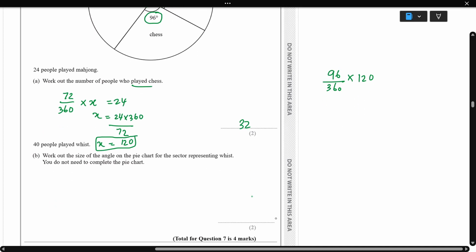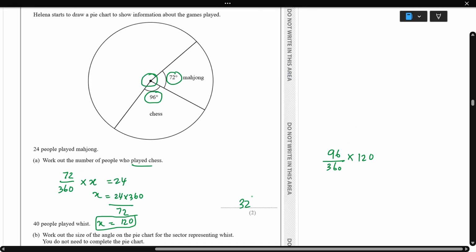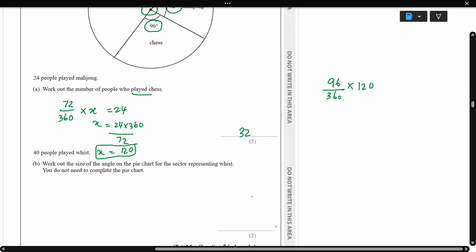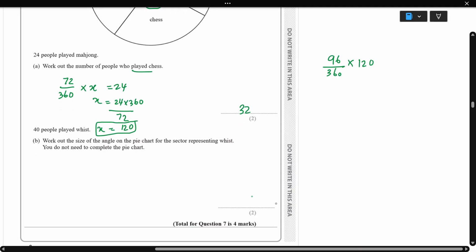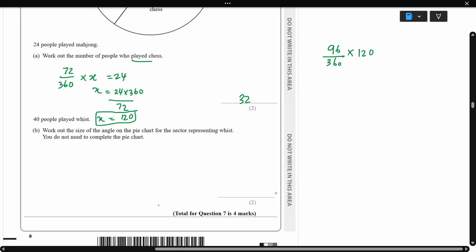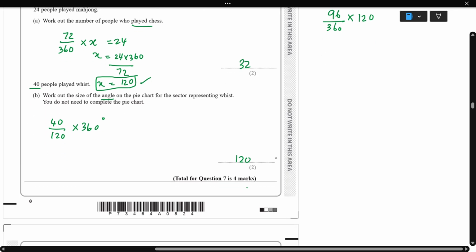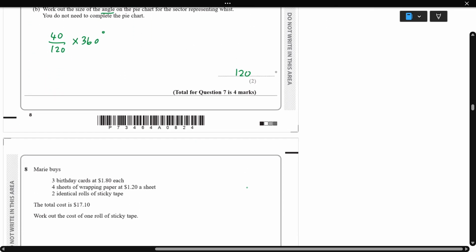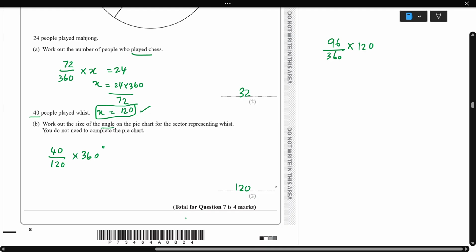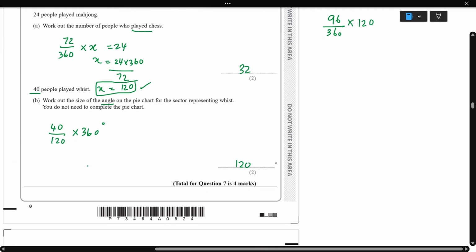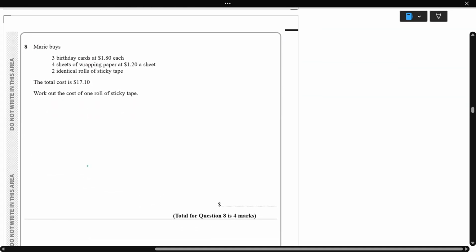Next, 40 people played whist. Okay, and work out the size of the angle of the pie chart sector that represents whist. So there are 40 people who played. The total number of people I said is 120. 40 out of 120 times, we need to find the angle. Total angle is going to be 360 degrees. So when you calculate, we'll get the answer 120 degrees. Calculation is easy, we need to multiply first 40 times 360, then divide by 120, you will get 120 degrees.